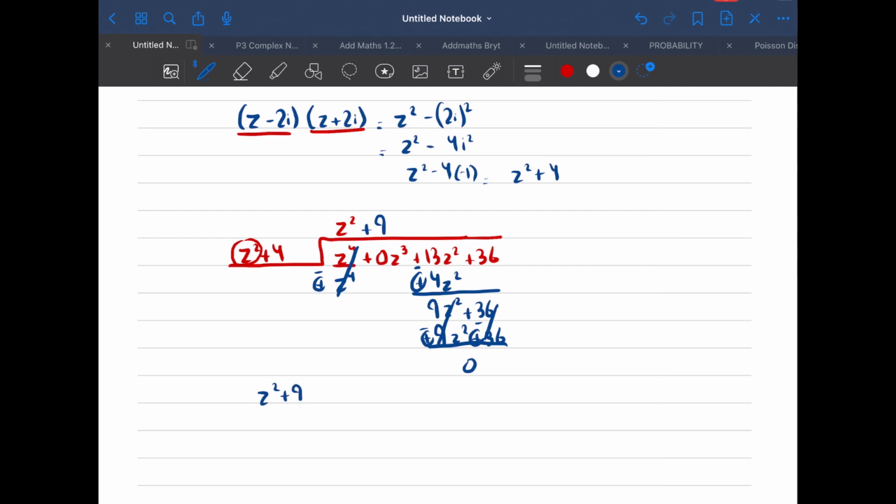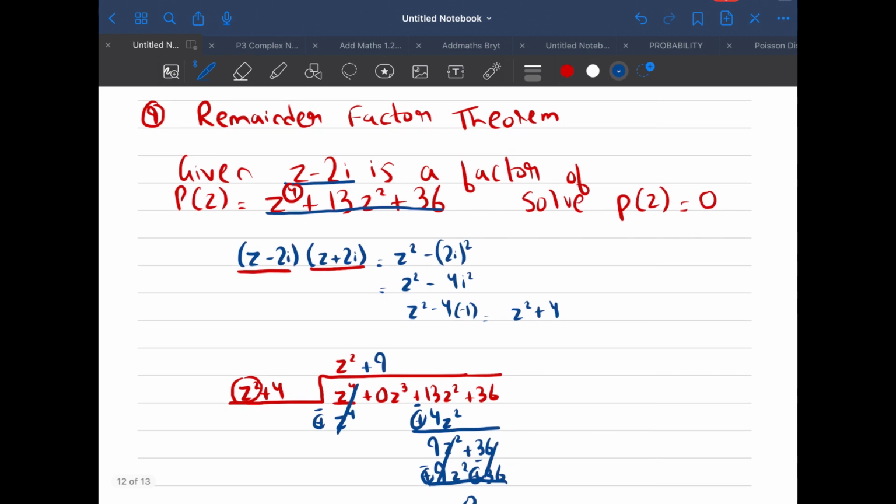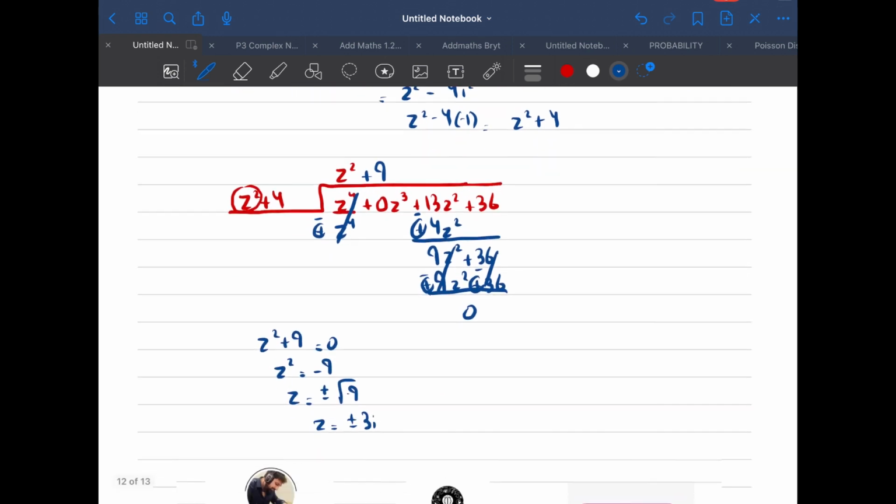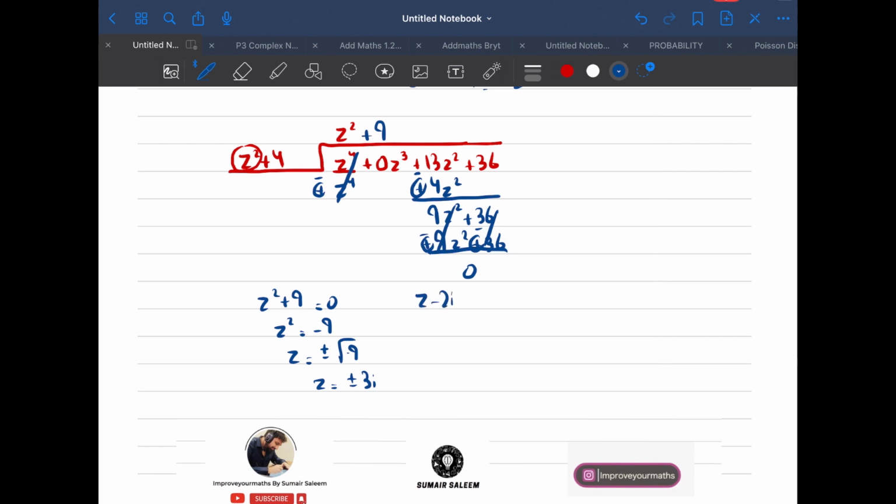So now let's solve this. Is equal to 0. Z square is equal to minus 9. Z is equal to plus minus under root minus 9. Z is equal to plus minus 3 iota. And the other roots that were given to you was z minus 2 iota is equal to 0. So z will be 2 iota and z plus 2 iota is equal to 0. Z will be minus 2 iota. And that's how I get all four roots.